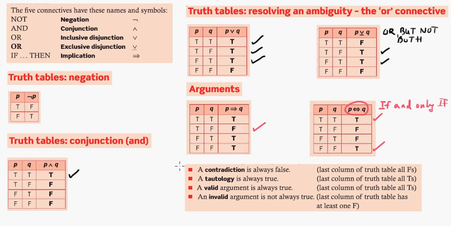Now, some vocabulary for you. A contradiction, that's when the last column of the truth table is all falses. A tautology is when they're all true. A tautology is a valid argument. And then an invalid argument would be if it has at least one false in it.